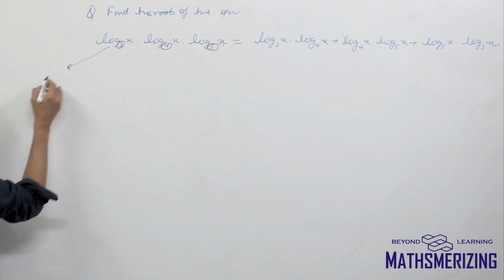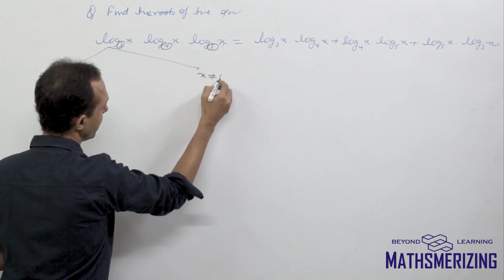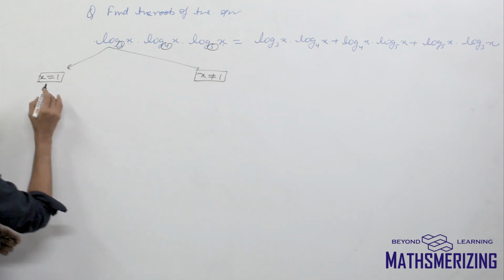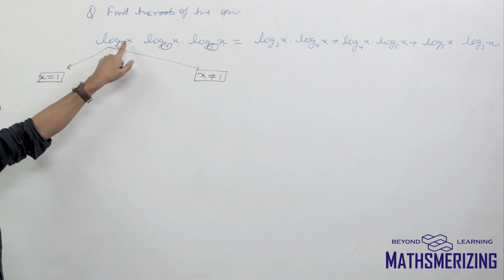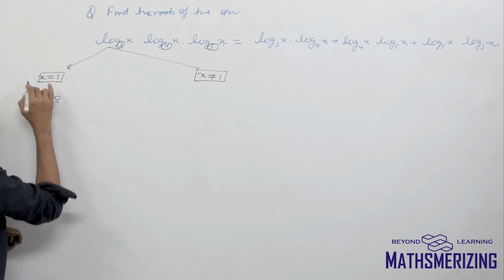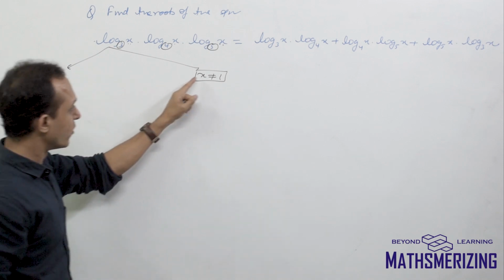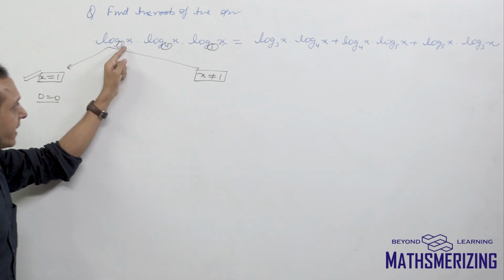Now there will be two cases. Case 1, when x is equal to 1, and case 2, when x is unequal to 1. Because when x is equal to 1, log 1 will be 0, so I'll get 0 is equal to 0. That means x equal to 1 satisfies the equation. So one of the roots of this equation is x equal to 1. Now when x is unequal to 1, then I can use this x as my base.